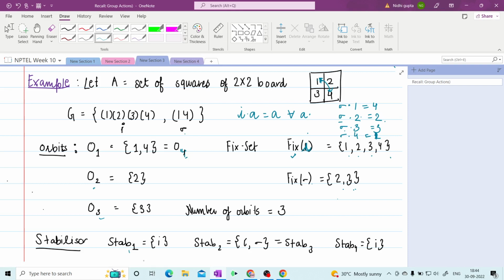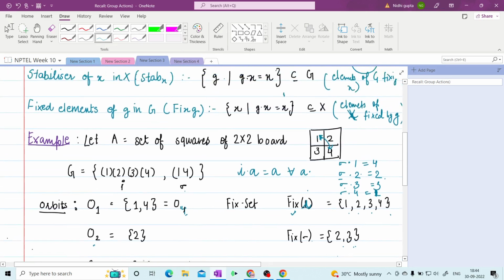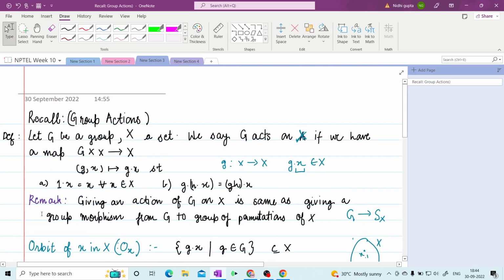And now the stabilizer of 2. So what all elements of G are leaving 2 unchanged? Both of them. So we see that the stabilizer of 2 will come out to be the whole group G, and similarly the stabilizer of 3 will be the whole group G, and the stabilizer of 4 is identity. So now once we know what is orbit, what is stabilizer, what is fixed set, and what is the group action, let's go to the next question.